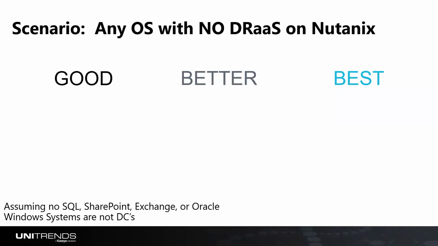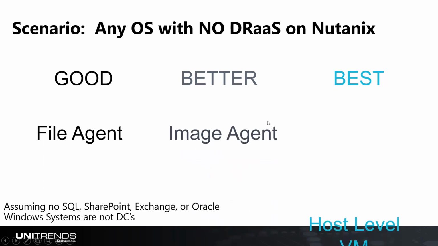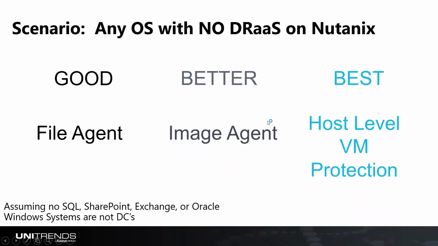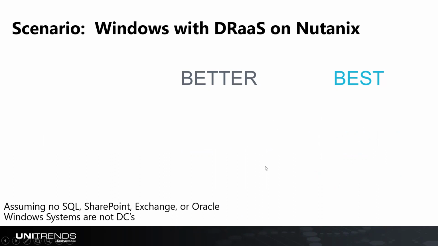Any VM, regardless of OS, if the customer is not utilizing Unitrends Cloud for DR as a service, we're going to look at the order goes file agent, image agent, but the best thing that they can do here is once again a host level backup. So the important differentiator here is the fact that they are not going to be utilizing our cloud for DRaaS to be able to make this happen.